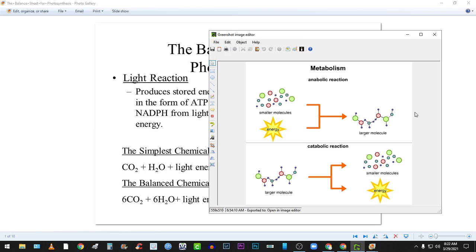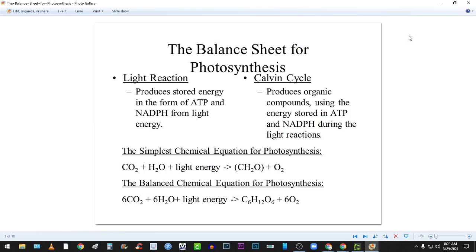Remember the anabolic and catabolic reactions? Photosynthesis is anabolic. It takes the energy and it uses these smaller molecules, hydrogen, oxygen, and carbon, to create sugar. And respiration, cellular respiration, is catabolic. I take that big sugar and I break it down into those smaller molecules and release energy. Okay? Remember that. And now I'm going to leave this up on the screen, and that's going to be where I leave you.